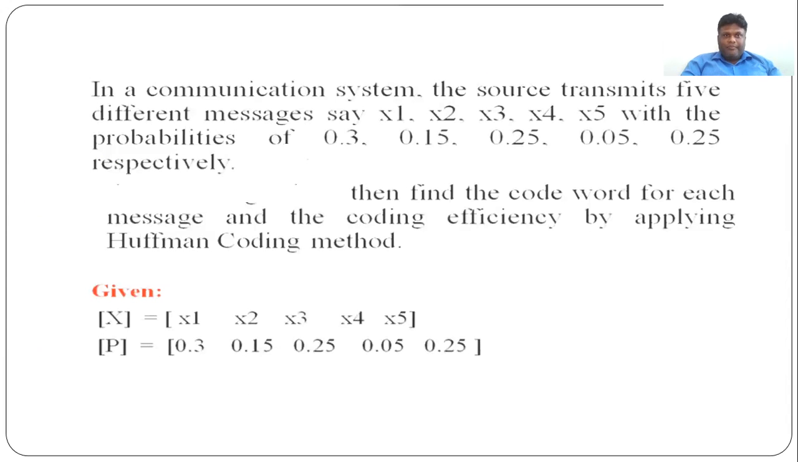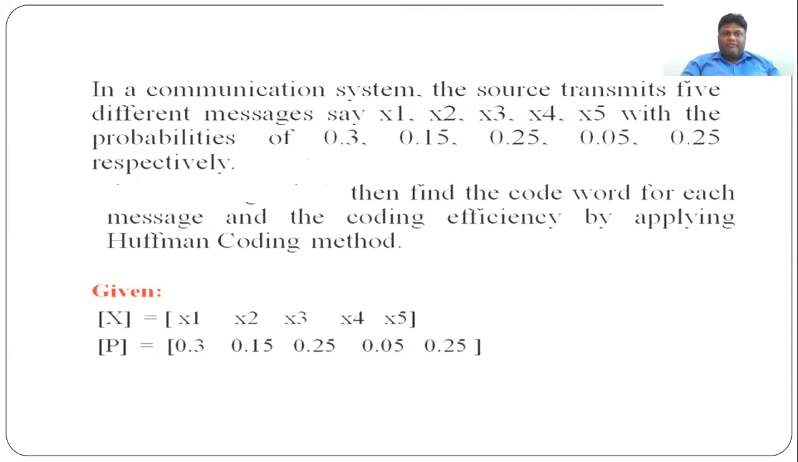So this is the question. In a communication system, a source transmits 5 different messages, say x1, x2, x3, x4, and x5. You can name them in any way, say a1, a2, a3, a4, a5. It is your choice. They have the probabilities 0.3, 0.15, 0.25, 0.05, 0.25 respectively. The question is, find the code word for each message and the coding efficiency by applying the Huffman coding method.